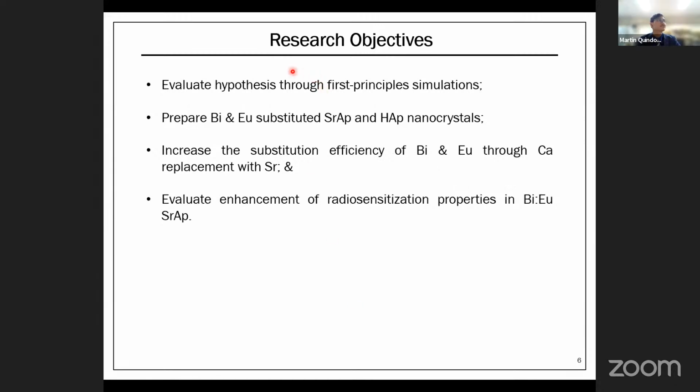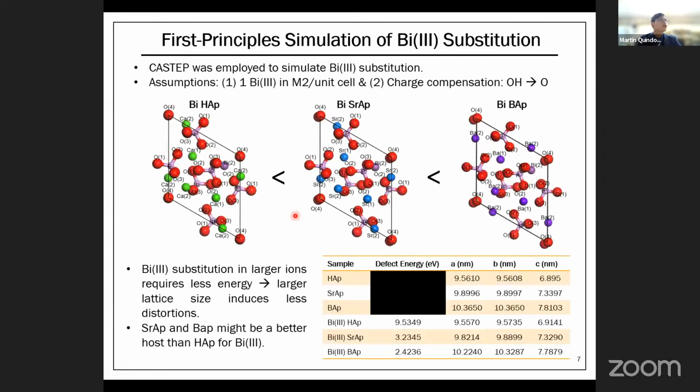So here are the objectives of my research. First, I evaluate my hypothesis through first principle simulation. Then I prepare the BiEu substituted apatite nanocrystal, check its efficiency in substitution, and evaluate its radiosensitization properties. So here is my first principle simulation. Here I use the density functional theory, specifically the CASTEP code using the Biovia Materials Studio.